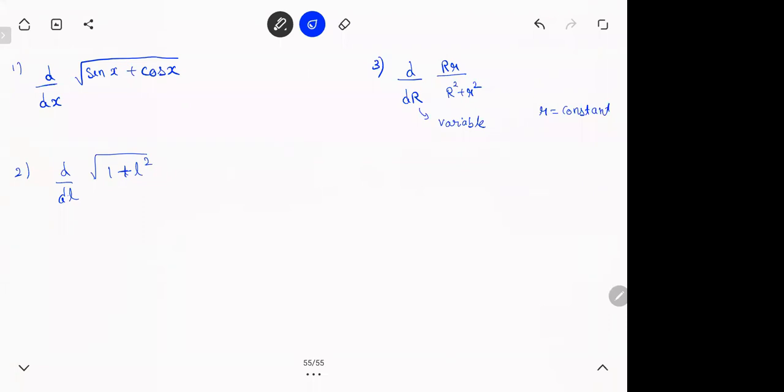Look at the second and third. We're not differentiating with x. Second, you're differentiating with L. Third, you're differentiating with capital R. Like I told you, right? आप कोई भी function से differentiate कर सकते हो. You can differentiate any function with anything. It's not like you have to differentiate every time with x.